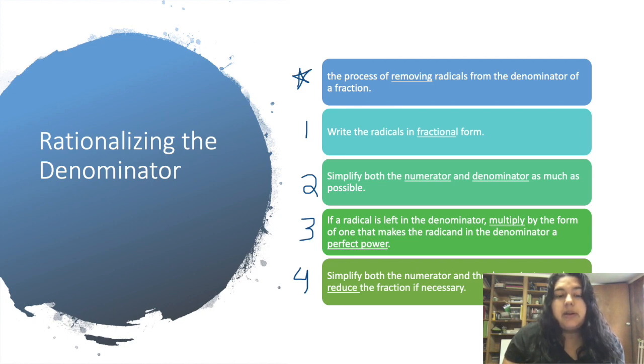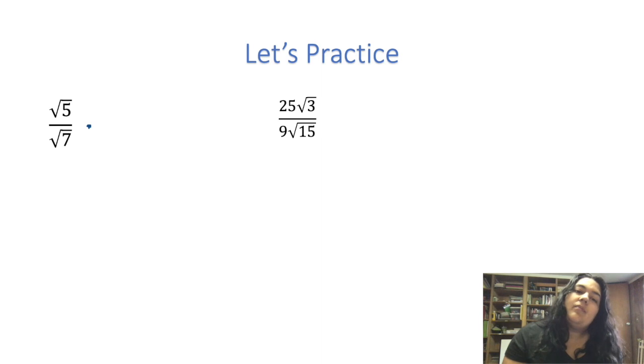Simplify both the numerator and the denominator and reduce the fraction if necessary. You know how we like to simplify things in math. Okay, so my first practice problem, I have the square root of 5 over the square root of 7. Since this is already simplified, I want to multiply by a form of 1. And what that means is multiplying by 1.